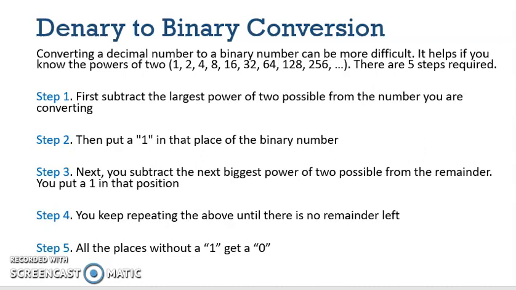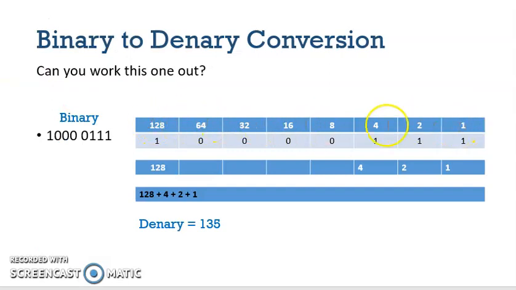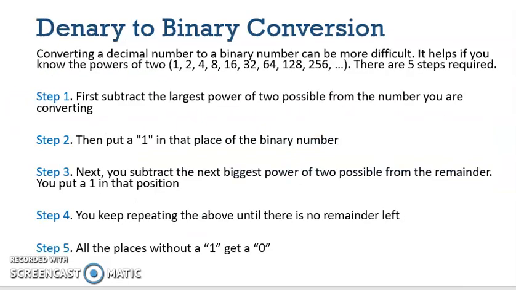Step 1 is to first subtract the largest power of 2 possible from the number that you're converting. Now when I refer to the power of 2, that's also the placeholders in the table as shown below. So these are the power of 2 numbers that I'm referring to. Step 2 is to then put a 1 in that place of the binary number. Step 3 then, next you subtract the next biggest power of 2 possible from the remainder and you put a 1 in that position. Step 4 then, you keep repeating the above until there is no remainder left.